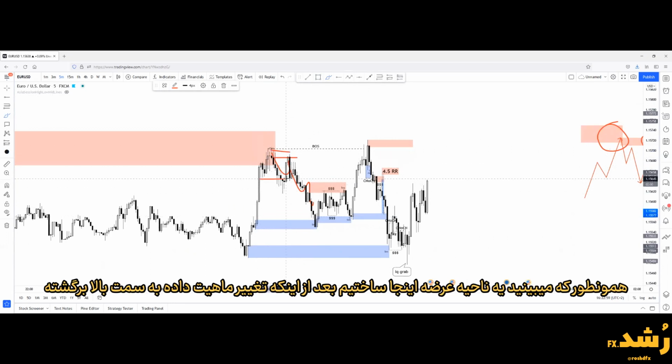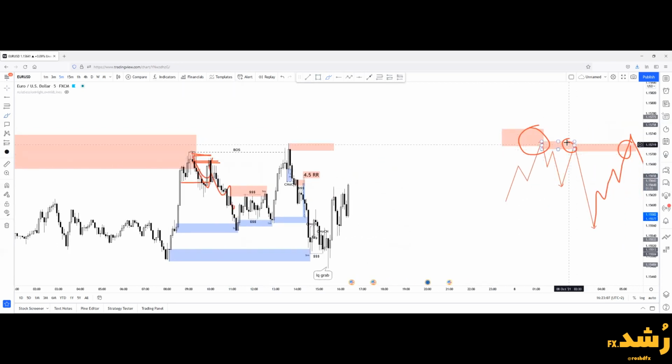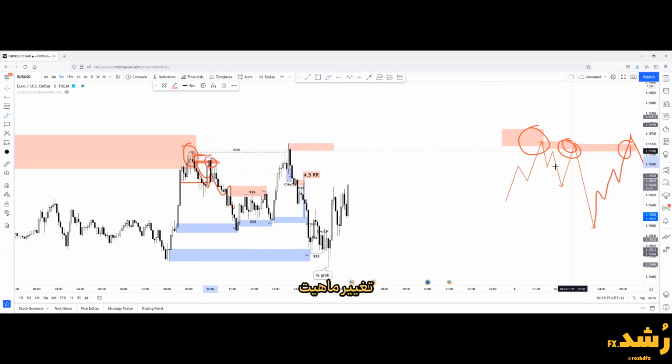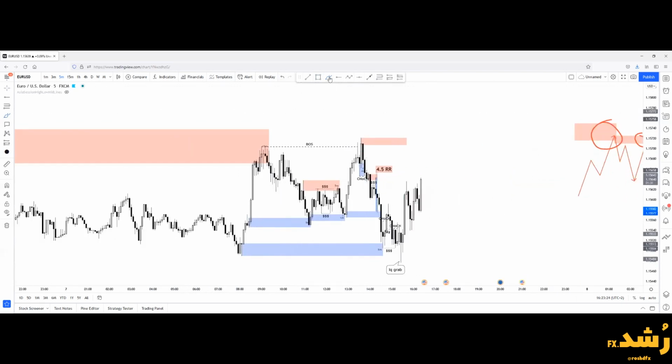Just as I showed you, after the change of character, we came back up. Then we had our second mitigation, just as here. Here is the first big mitigation, here is the second mitigation, and here is the change of character. Yep, we had our second mitigation and we blew through the downside, right?